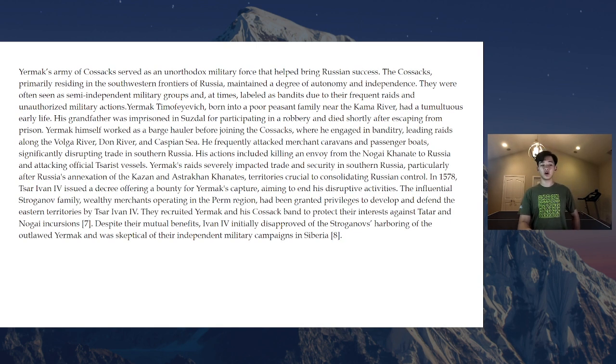Yermak's army of Cossacks also served as an unorthodox military force that helped bring Russian success. The Cossacks, primarily residing in the southwestern frontiers of Russia, maintained a degree of autonomy and independence. They were seen as more of an independent group of mercenaries that were trained militarily, and as a result, they were used by the Stroganovs for military purposes, even though they did have a past of crimes.